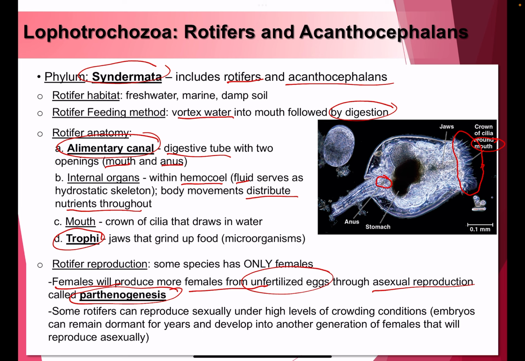Now, some rotifers can reproduce sexually under high levels of crowding conditions, meaning that they're so packed next to each other that somehow they can reproduce sexually. Embryos can actually remain dormant for years once this has occurred, and then these embryos will develop into another generation of females that will reproduce asexually. So sexual reproduction is very rare for this particular species of rotifers, but they mainly go by asexual reproduction, which is why their species are predominated by females.